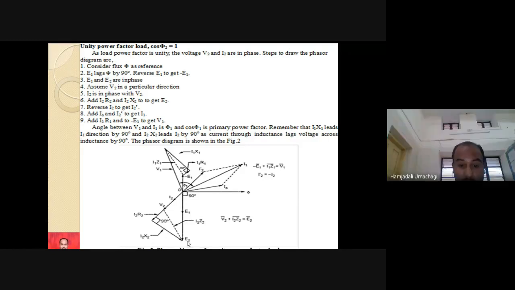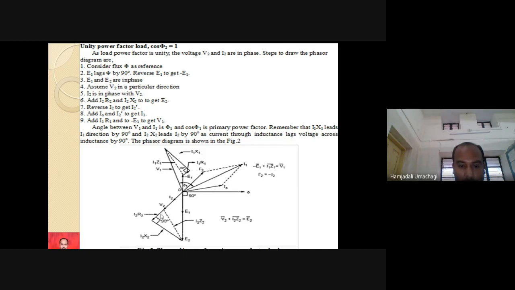This is my I2X2, and this will be exactly 90 degrees leading with respect to current I2. It is exactly leading I2 by an angle of 90 degrees. So now V2 is present, I2R2 is present, I2X2 is present. If I add V2, I2R2, I2X2, what will be the resultant? Resultant will be E2. Yes or no? So add I2R2, add I2X2 to get E2.